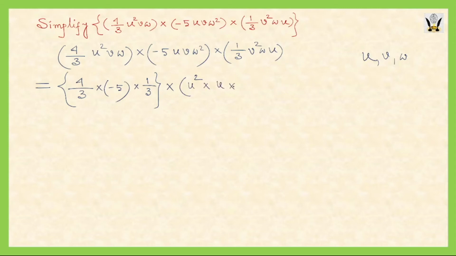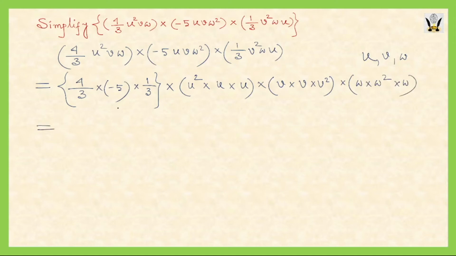From the second term we have u, and then here again we have another u. Fine. Then we will multiply all the v with their different powers. So here in the first term we have v, and in the second term again we have another v. In the third term we have v square. Then we will multiply all the w. So here we have one w, then here we have w square, and again here we have a single w, meaning w to the power 1.